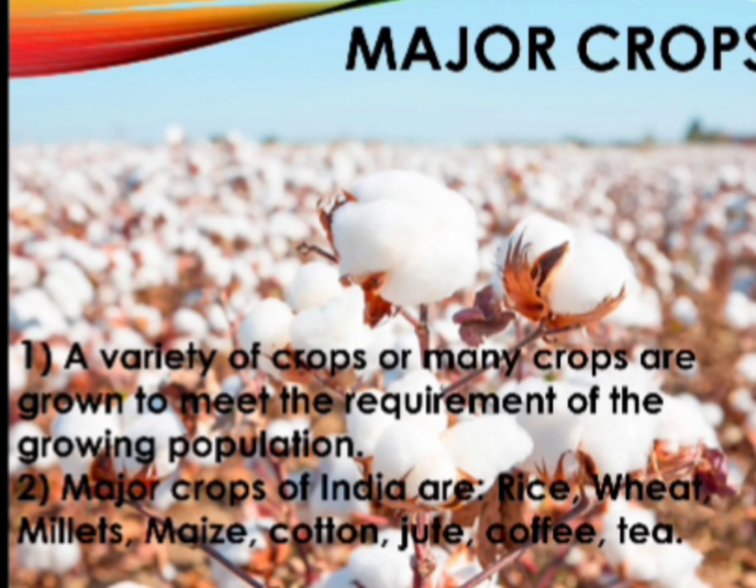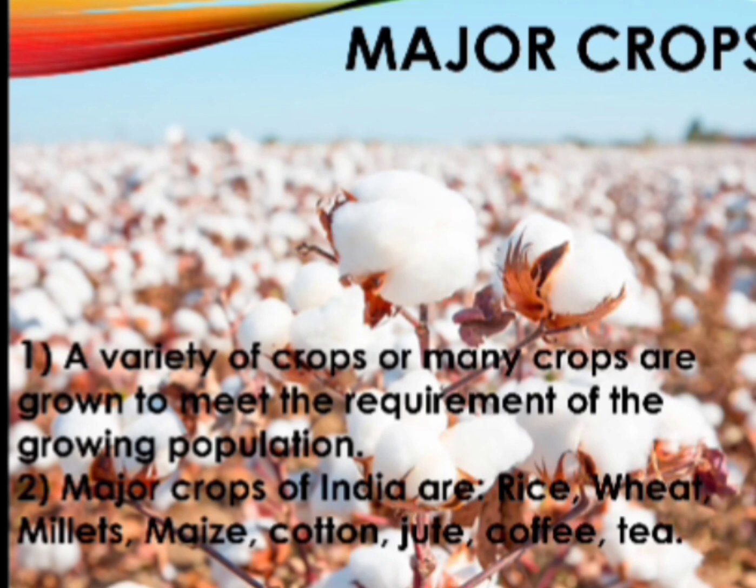The next major crop is millet. Millet is also known as coarse grain and it can be grown on very less fertile and sandy soil. It needs low rainfall and high to moderate temperature. Jowar, bajra, and ragi are the millets grown in India. These millets are also grown in Nigeria, China, and Niger.